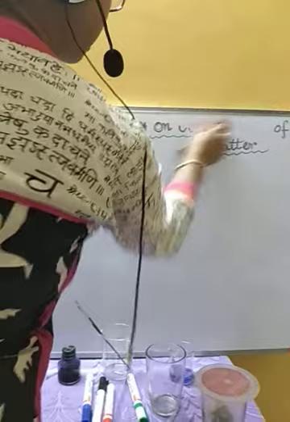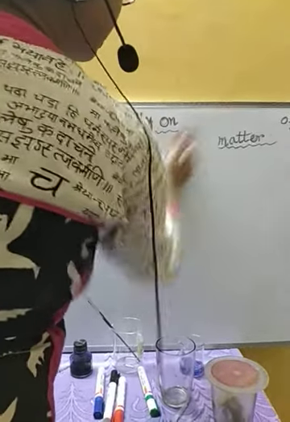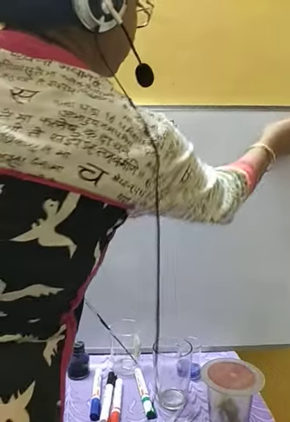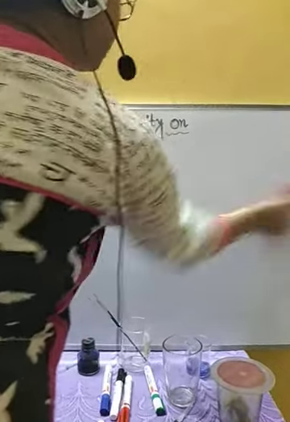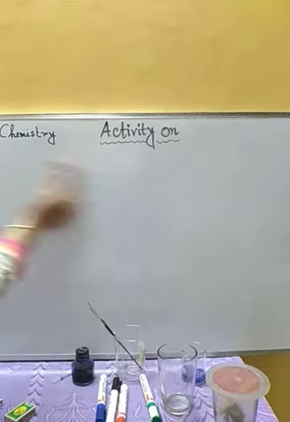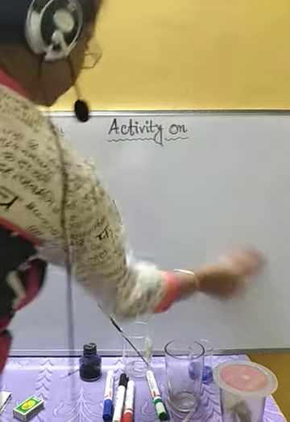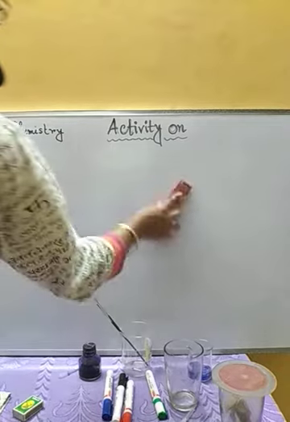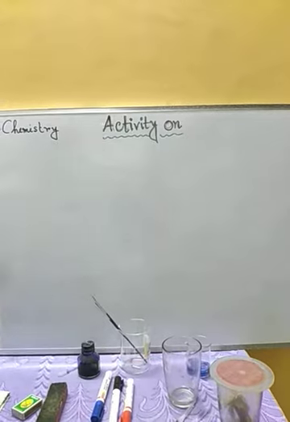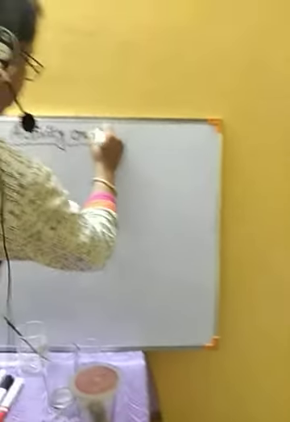Now we are going to do an activity on diffusion of gas. We know that diffusion is intermixing of particles of gases. Generally for gases we will see diffusion easily, very fast diffusion, and for liquids also we can get that. So, activity on diffusion.